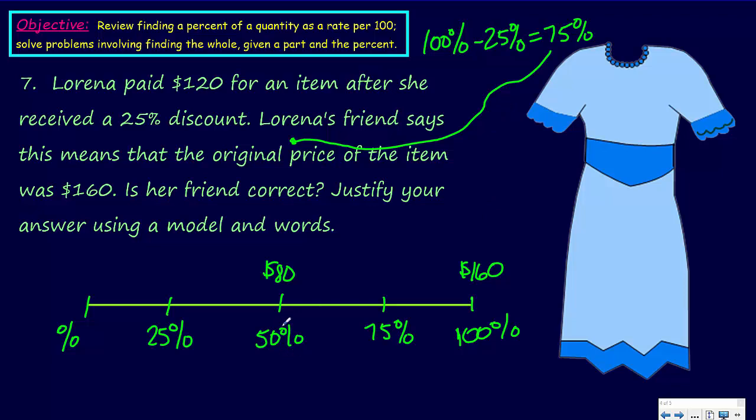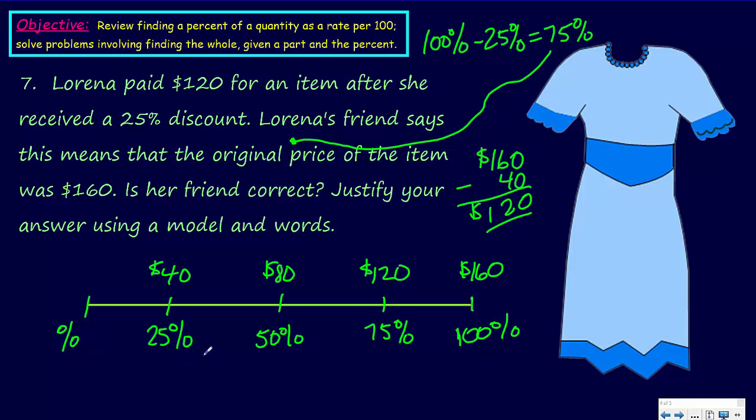If $80 is half of that 160, then 25% would just be half of the half, right? So half of 80 is going to be $40. Well, now we're seeing a pattern: 40, 80, then this would be 120. The question is, is that correct? Is that $40 off that original price? Well, her friend claimed it was 160, so we could just simply subtract and see. If she's saying the original price is 160, we're subtracting that 25% discount, which is $40, and what do you know? Yes, it does. Her friend is correct. Look at that. $120, $120. So her friend is correct because that's 25% off.